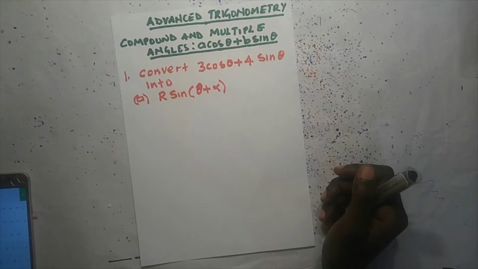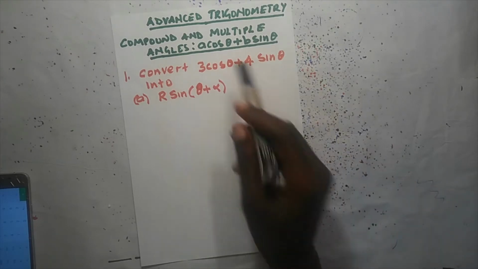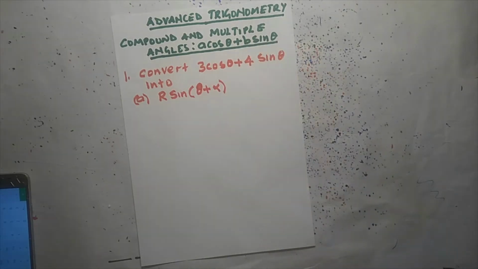Hello, in this lesson, I want us to look at some advanced trigonometry. Under advanced trigonometry, we are going to look at compound and multiple angles: the function A cos theta plus B sin theta.